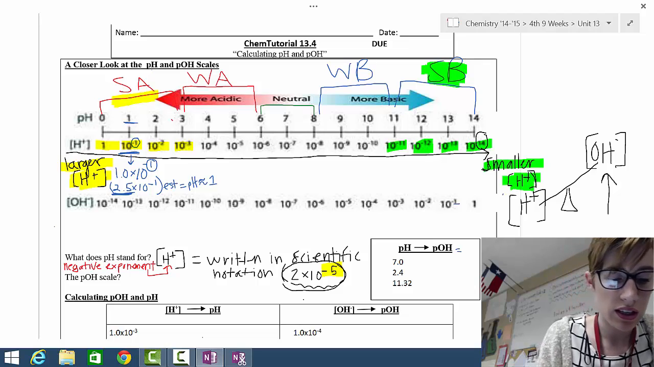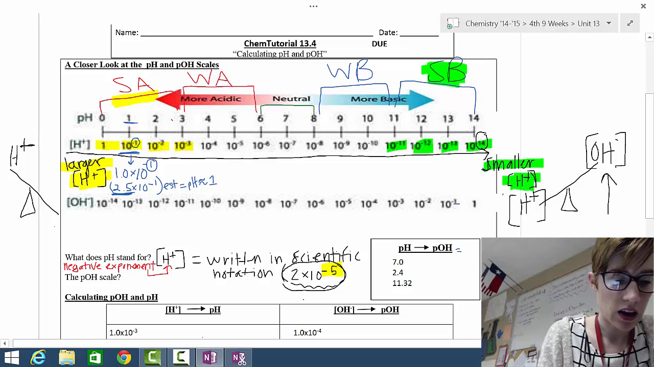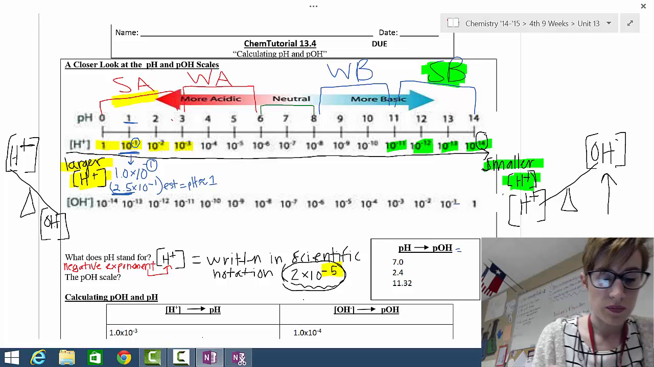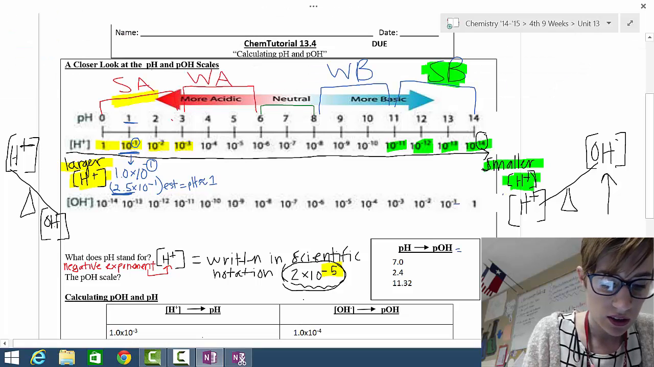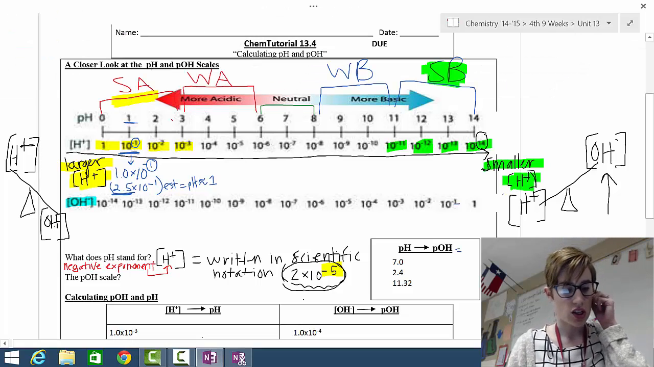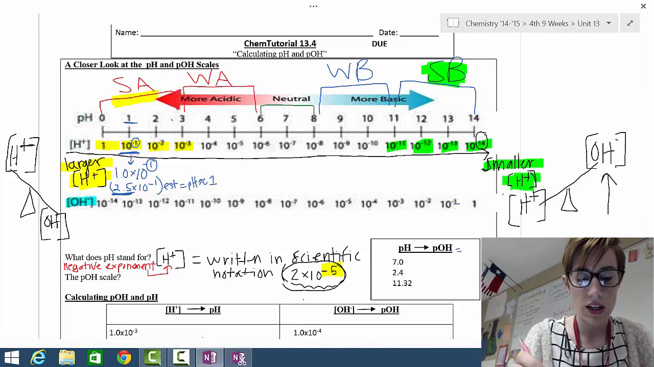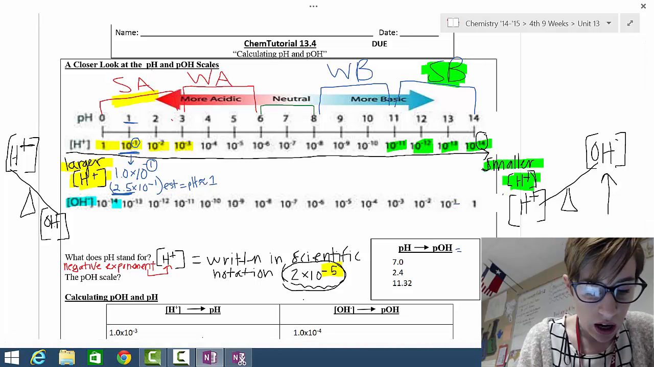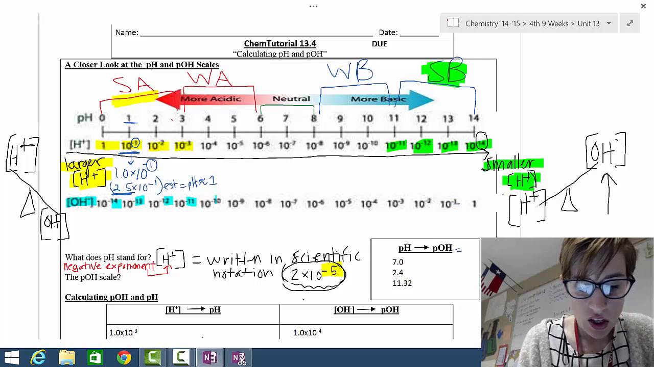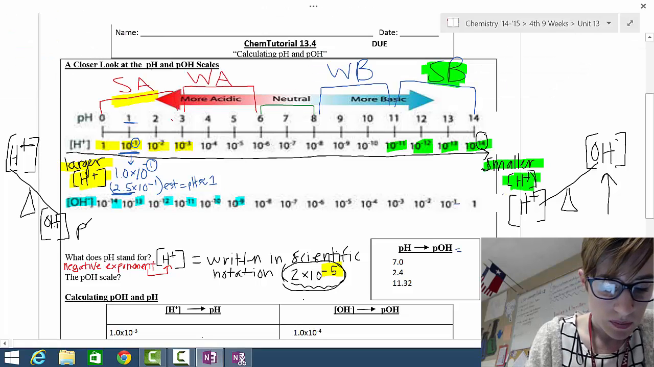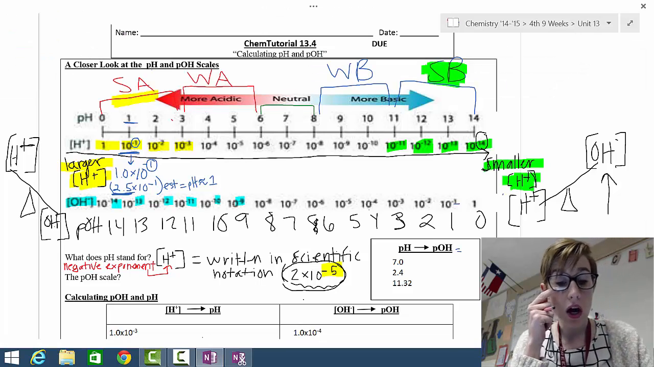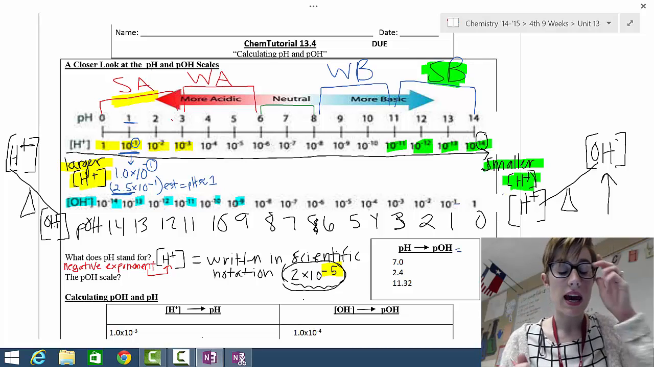Same thing could be said over here. It's just going to go the opposite way. When our H+ ions are high, like they are on the left side of the scale, our OH ions will be low. And what I've shown you down here, if you look at this scale, this is called the pOH scale. Notice these numbers are opposite of what they were in the pH scale. I'm going to write down the actual numbers for the pOH. Look at how the pOH numbers are opposite of the pH numbers.